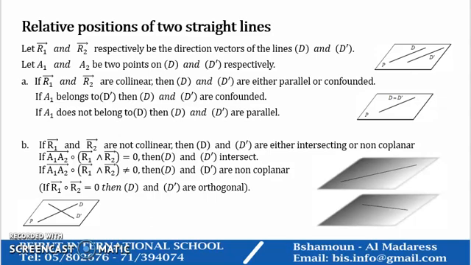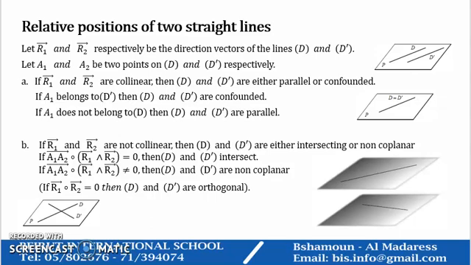But what if they are not collinear? In fact, we also have two cases. If the two vectors are not collinear, then D and D prime are either intersecting or non-coplanar. So how can I prove that they are intersecting or non-coplanar? Intersecting if they are in the same plane.